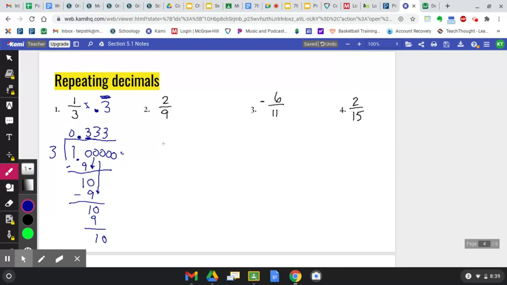9s are a pretty cool pattern. So if we look here, this might be another one you memorize as well. 1/3 should be recognizable. 2/3 would be 0.6 repeating.